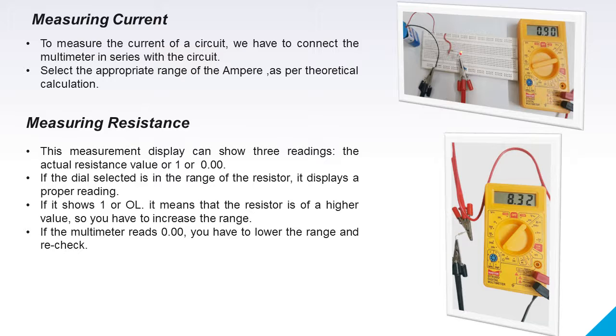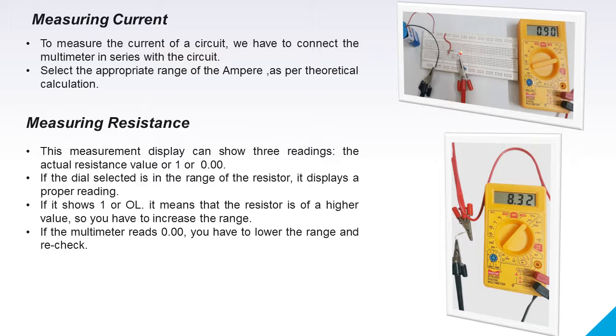To make the proper selection of the current range, you should calculate the value theoretically so that there is no high current flowing through the circuit while you have put the selector switch in the lower range. Otherwise there will be the blowing of the fuse.